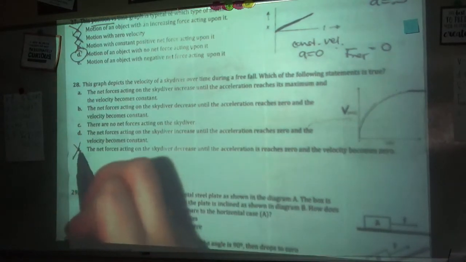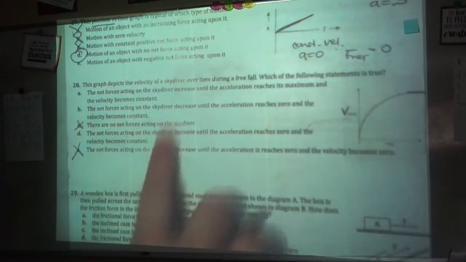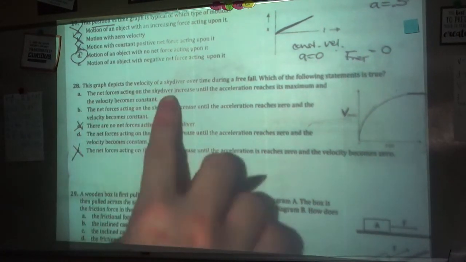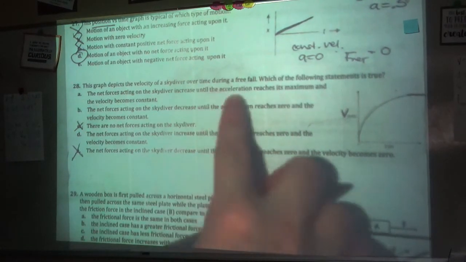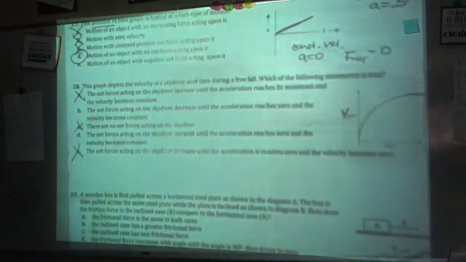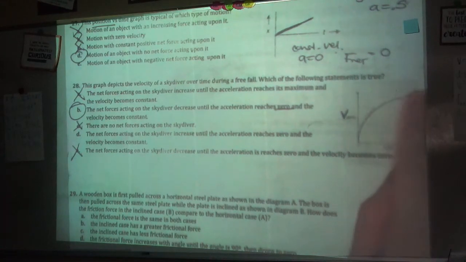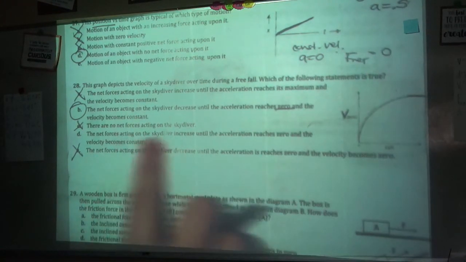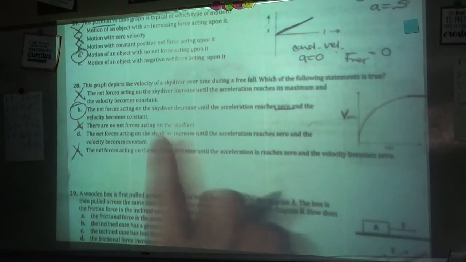So now we can cross off E, go back to D and C, because the velocity definitely is changing, so there was net force at some point. So let's think about it. The net force increases until the acceleration is at a maximum and the velocity becomes constant. If the acceleration is at a maximum, then the velocity should definitely be changing very quickly, so that doesn't make sense. The net force decreases until the acceleration reaches 0 and then the velocity is constant. That is true, because when the acceleration is 0, that's when the velocity stops changing and would stay the same. The net force increases until the acceleration is 0. You get acceleration 0 when your net force is 0, so that doesn't make sense either.